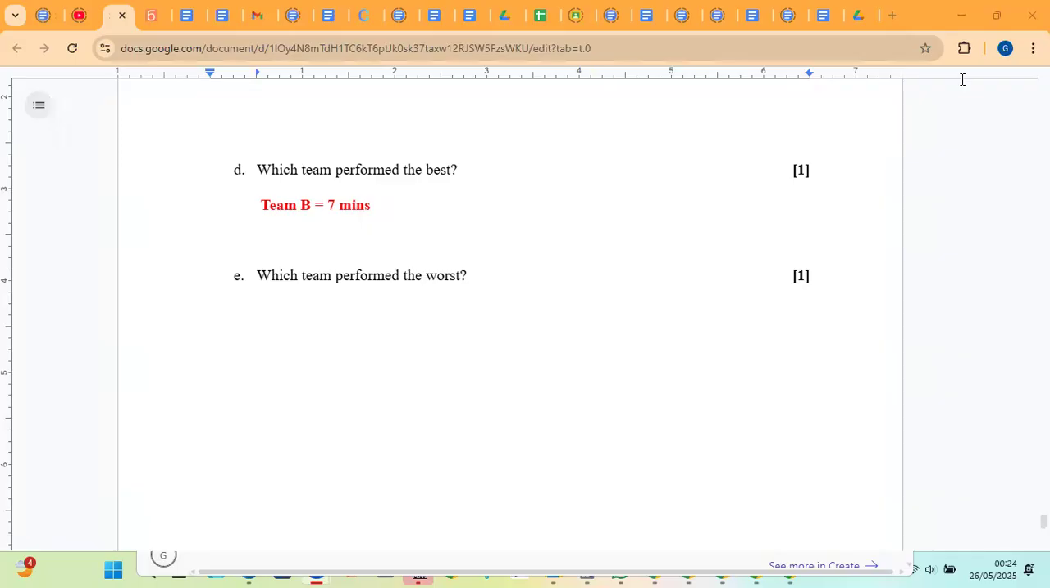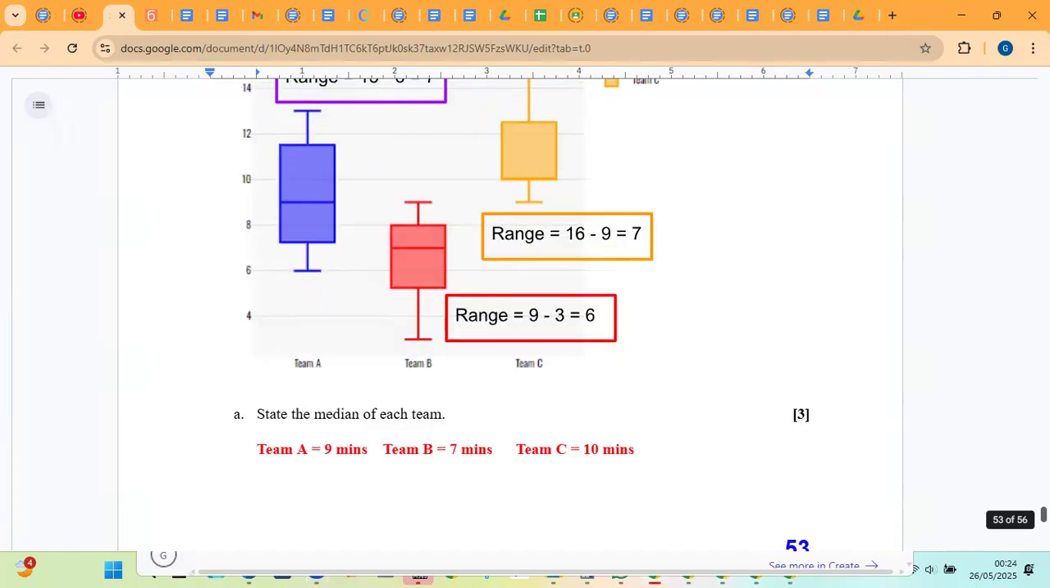Now, part E is asking which team has performed the worst. So obviously, it is the team with the greatest average. And that will be team C. Most of the values for team C are between 10 and almost 13, 12 and a half, thereabout. And that's the greatest group of times. It has the greatest average, which is 10. So team C has performed the worst.